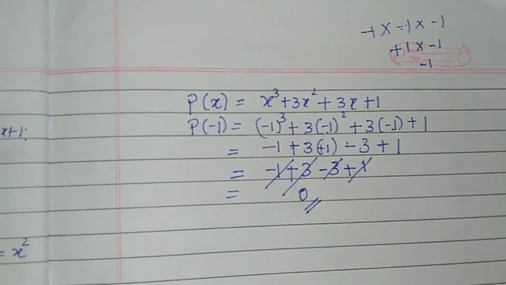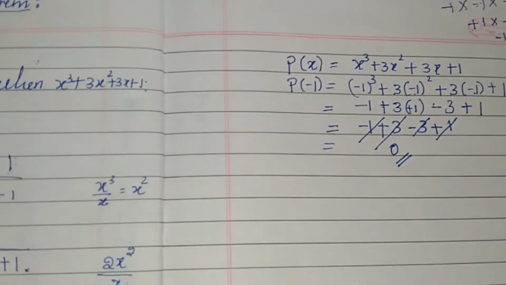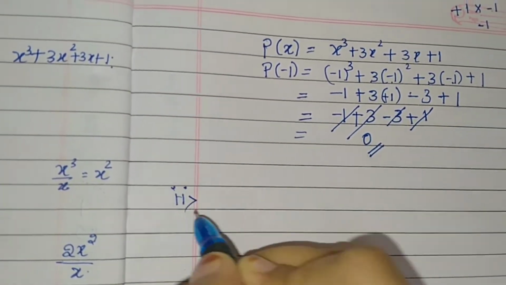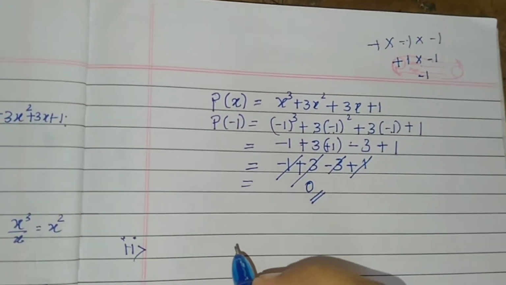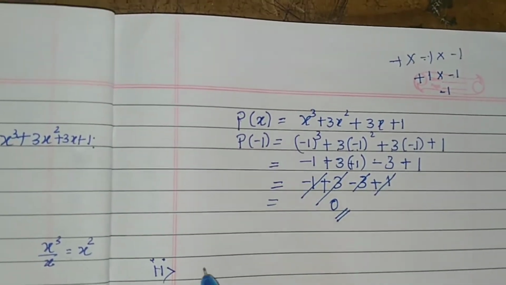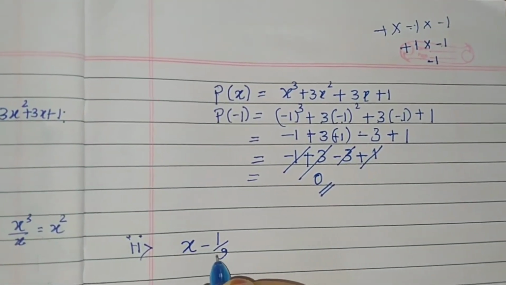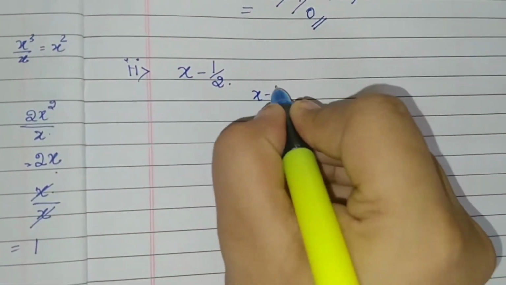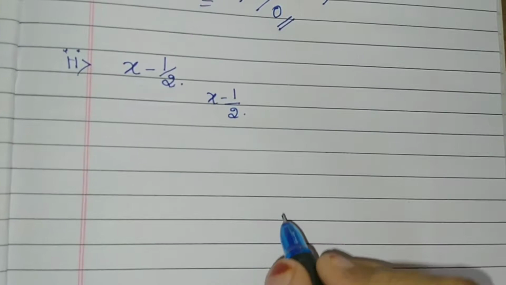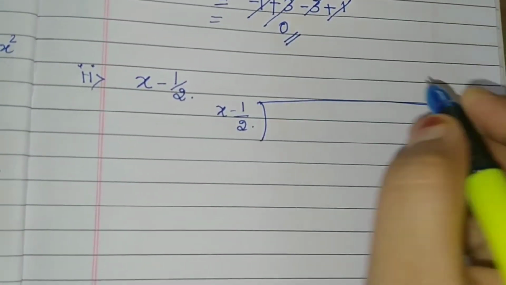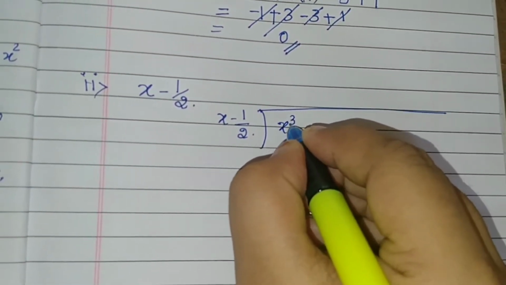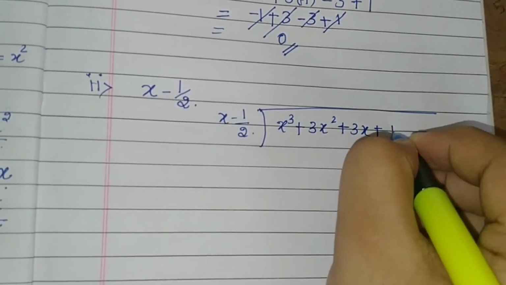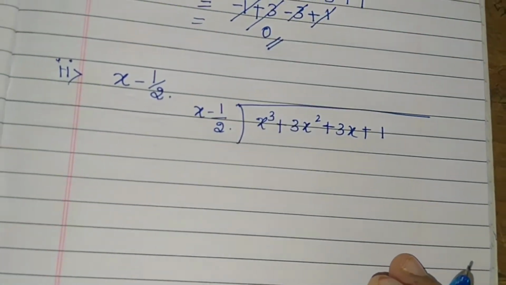So now we'll move on to the next problem. Your next problem is nothing but, here they have given the same dividend. You have to change the divisor over here, that is x minus 1 by 2. Okay. So now here your divisor is nothing but x minus 1 by 2 and the dividend is nothing but x cube plus 3x square plus 3x plus 1. Okay. So this is your dividend.